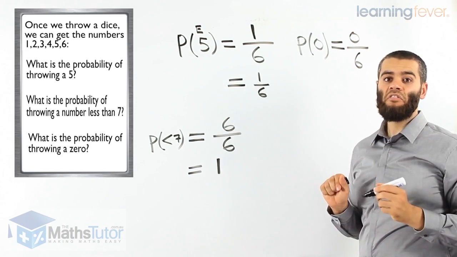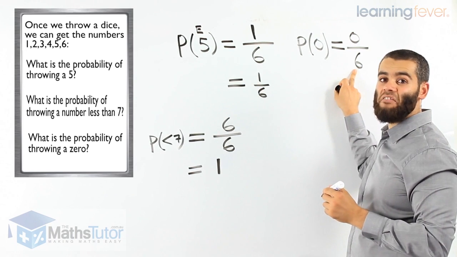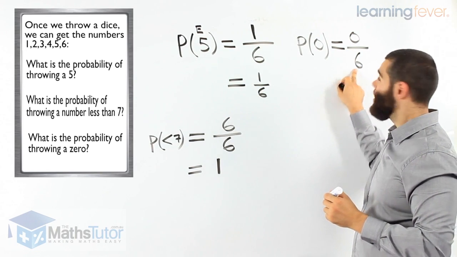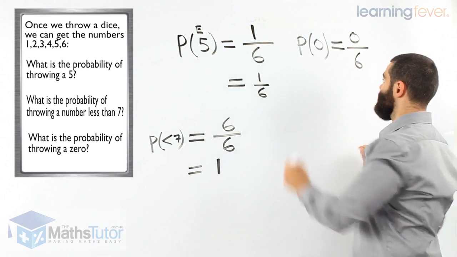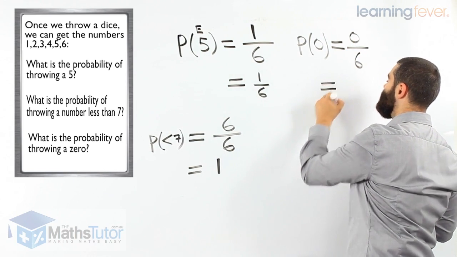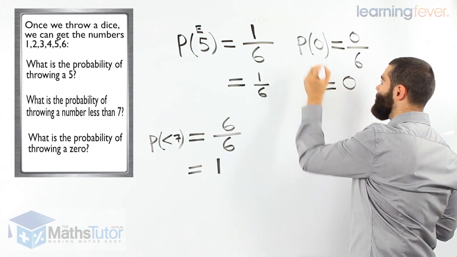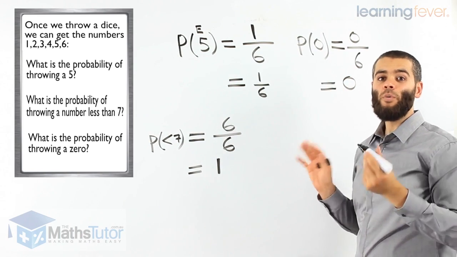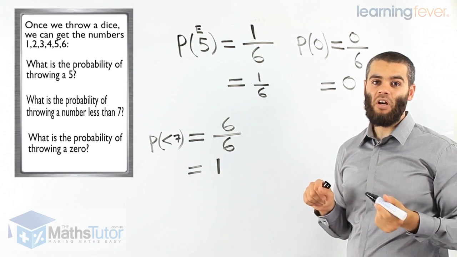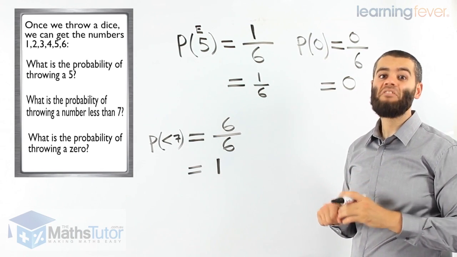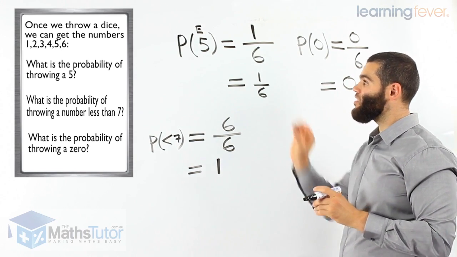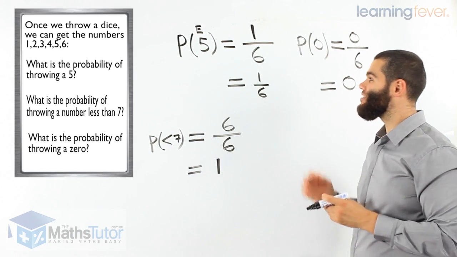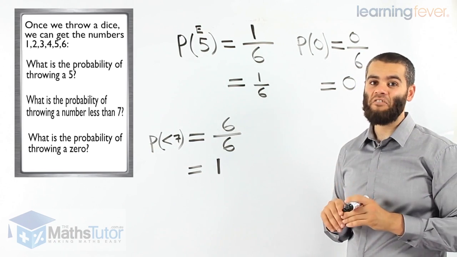There are no zeros. How many numbers are there on a die? There are 6 numbers on a die, 1 to 6. There are 0 zeros on there, which means our answer is 0. So the probability of throwing a 0 is nothing, which means it is impossible to throw a dice and get 0 because there is no 0. It is that easy. Sometimes it may be confusing with the theory, but once we look at the examples, it is common sense. It is pretty straightforward.